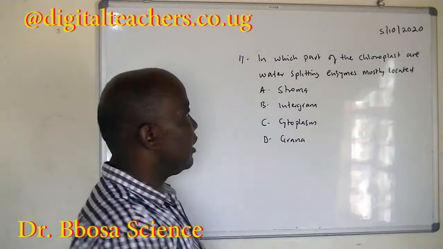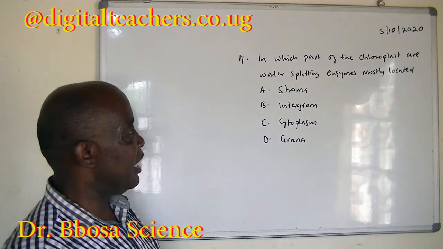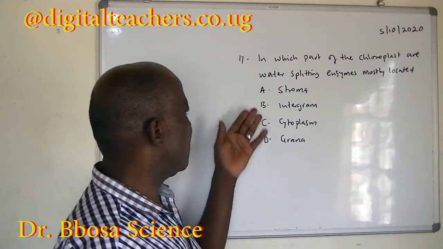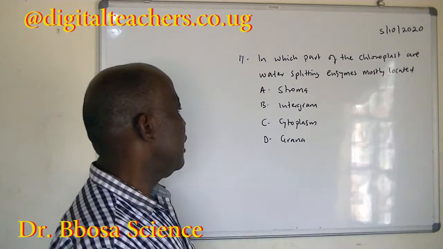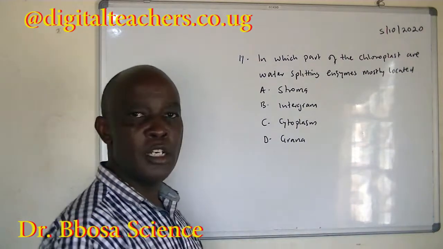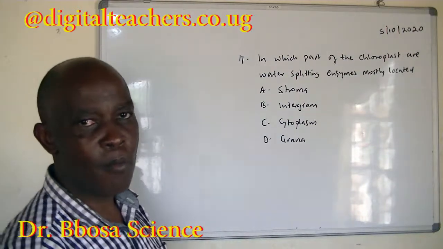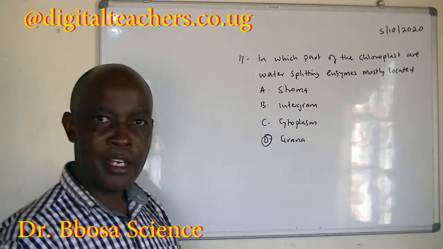Number 11, in which part of the chloroplast is the water splitting enzyme mostly located? A. Stroma. B. Intergrana. C. Cytoplasm. D. Grana. You can pause and answer. The answer is D. Grana.